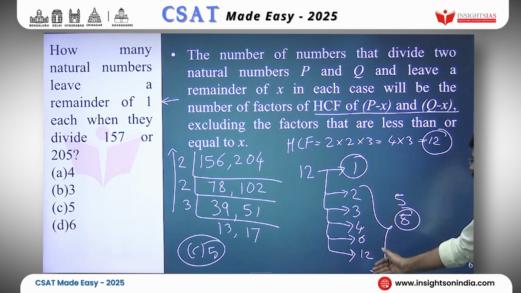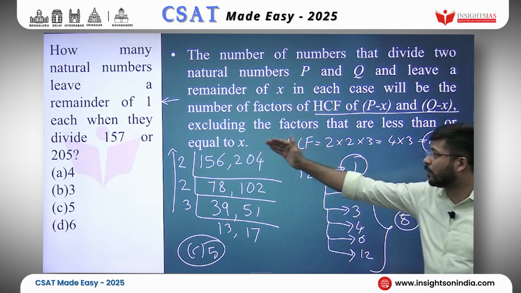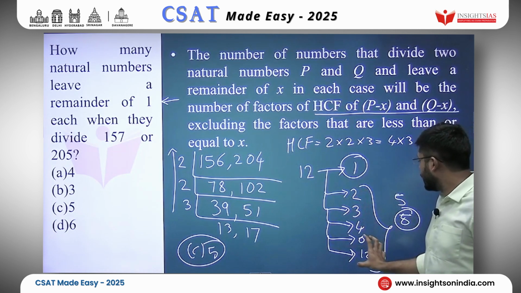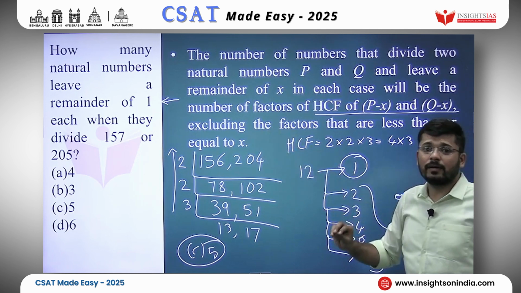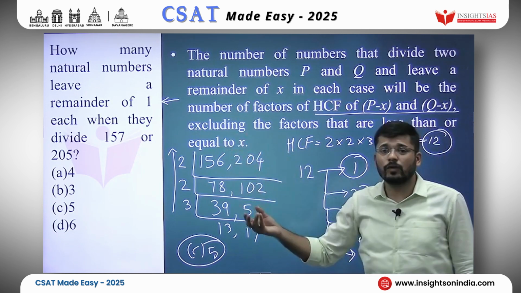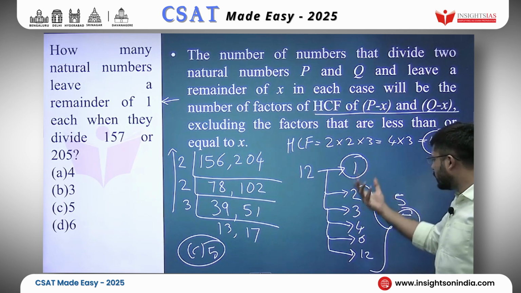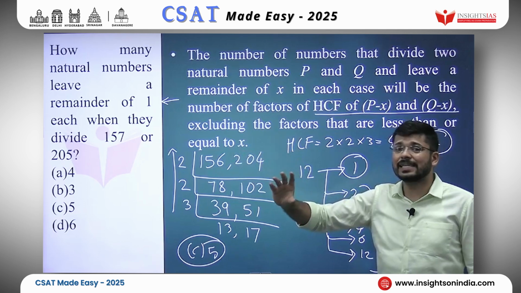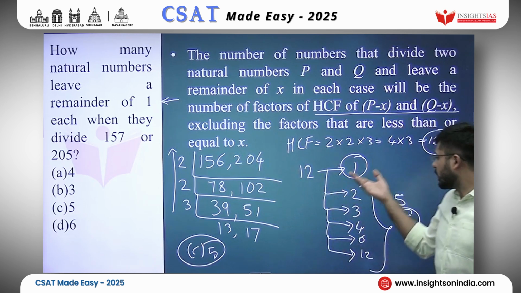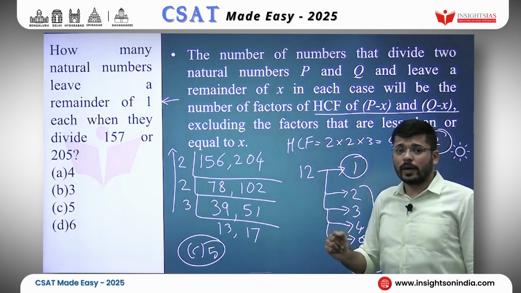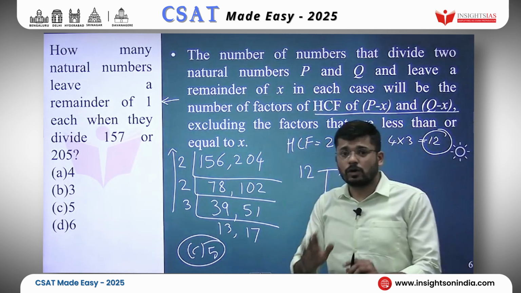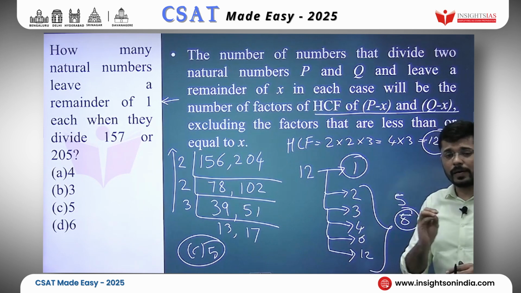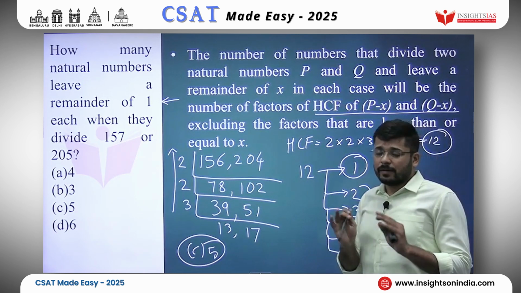The same applies for all of them. All these numbers will be dividing 156 and 204 without any remainder, because 12 itself is dividing 156 and 204. So all these numbers will also be dividing 156 and 204. So when you increase those numbers 156 and 204 by 1 each, they will all leave a remainder of 1. Okay, this is not a very complicated concept. If you are confused, just rewatch the video and you will be able to understand it thoroughly.